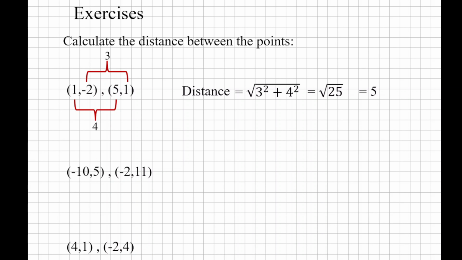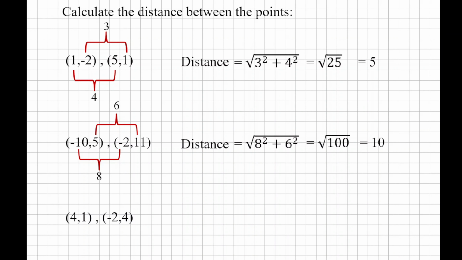To find the distance between (-10, 5) and (-2, 11), the difference between x1 and x2 is 8, and the difference between y1 and y2 is 6. The distance between (-10, 5) and (-2, 11) is the square root of 8 squared plus 6 squared, which is the square root of 100, that is equal to 10.